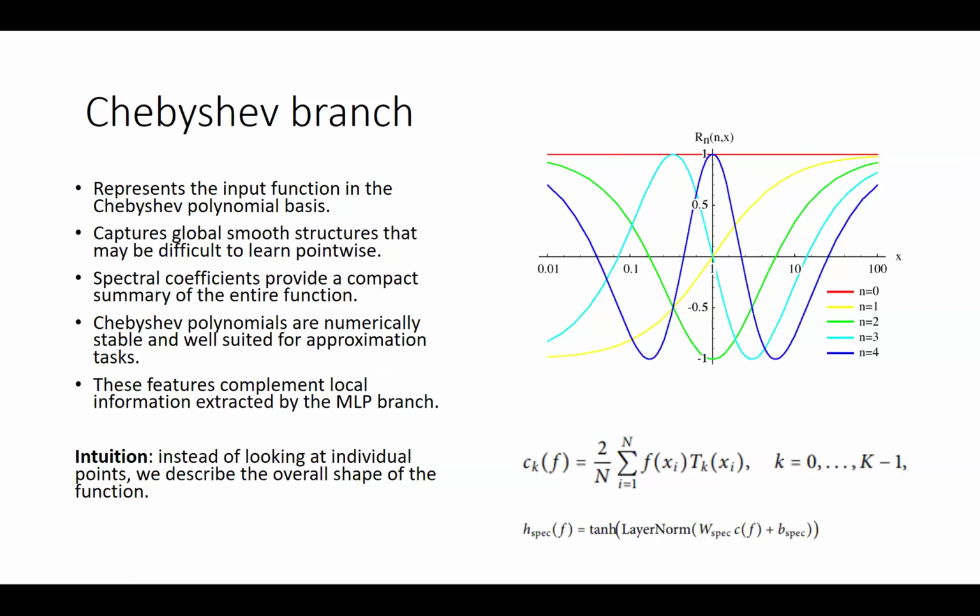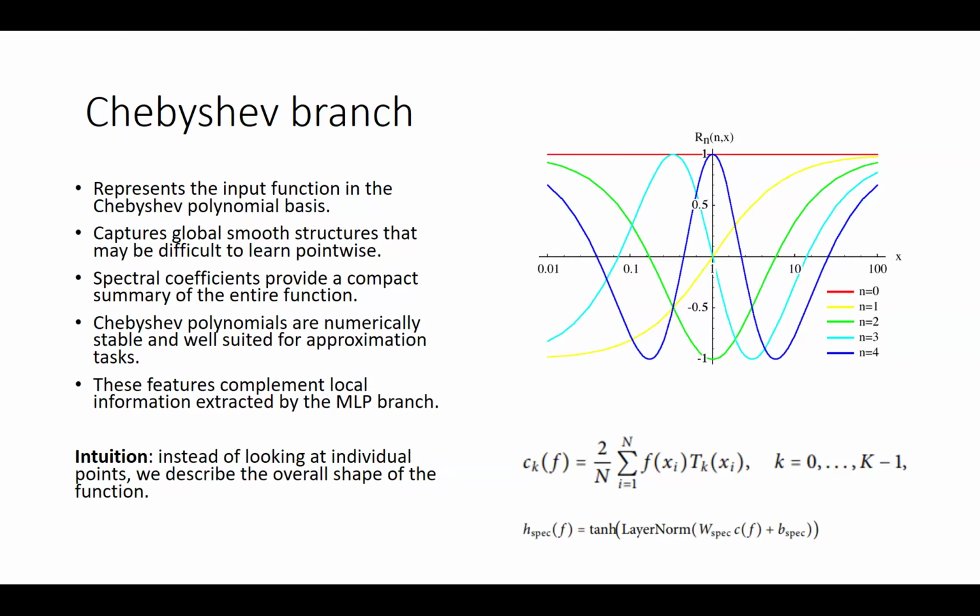So let's look deeper into the specific components. We can start with the Chebyshev spectral branch. This branch explicitly represents the input function within a truncated Chebyshev polynomial basis. As in the plot, Chebyshev polynomials of the first kind are an excellent tool for numerical approximation. They are highly stable and non-periodic, so they minimize the Runge phenomenon at the boundaries. This makes them perfect for boundary value problems.